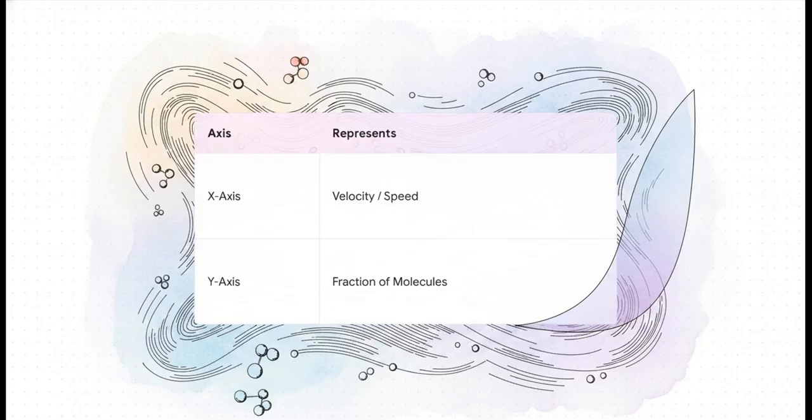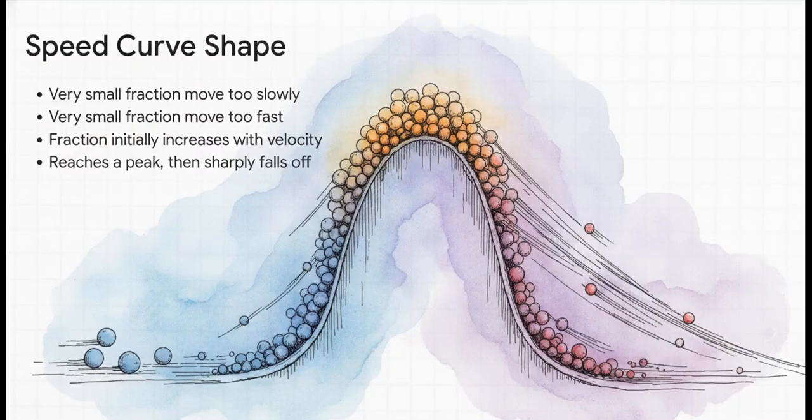Along the x-axis, we're plotting velocity. That's the speed of the molecules, moving from 0 to increasingly faster speeds. And on the y-axis, we are plotting the fraction of molecules that are actually traveling at that specific speed. When you plot this out, a very specific bell-like shape emerges.